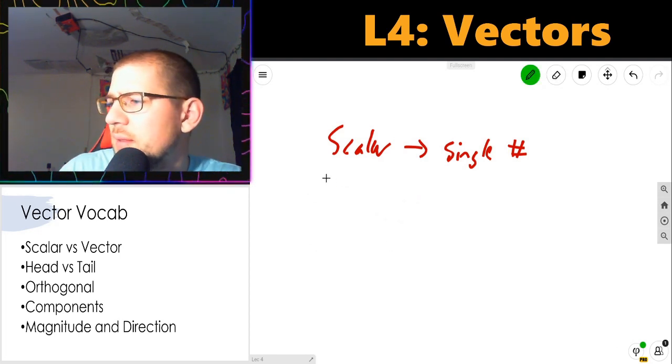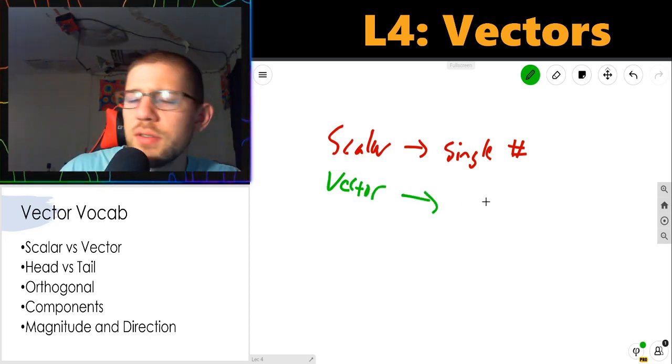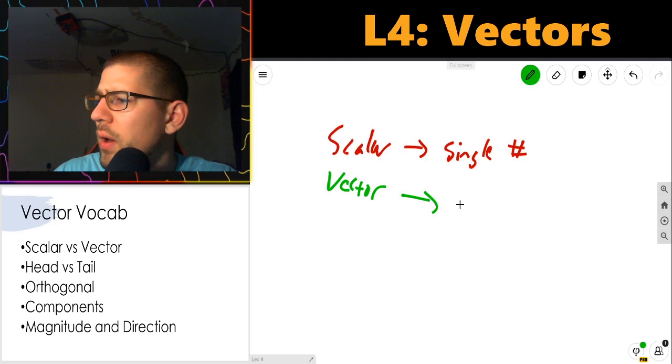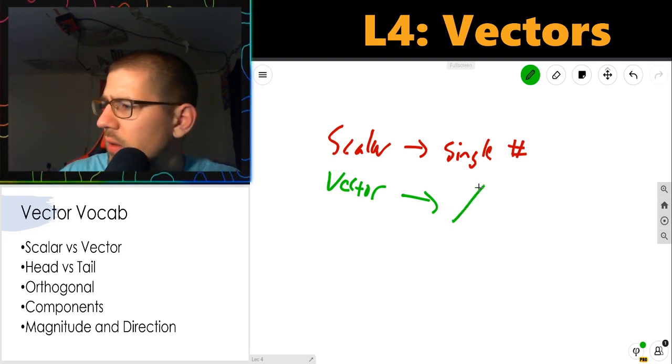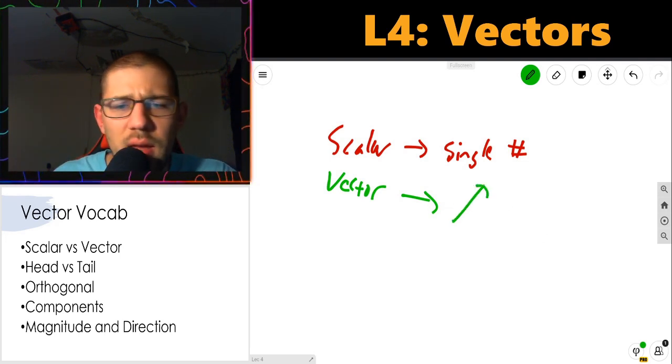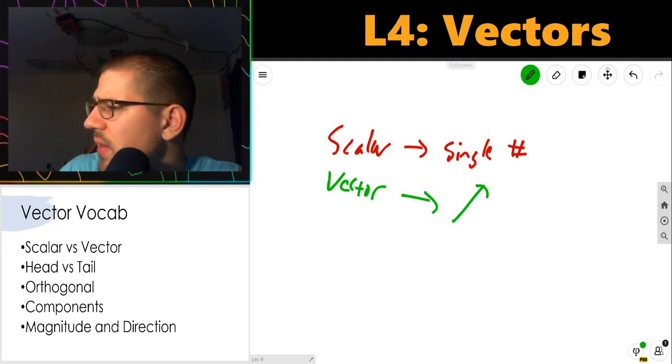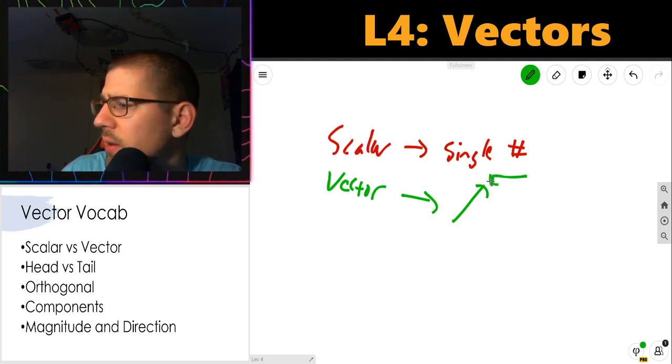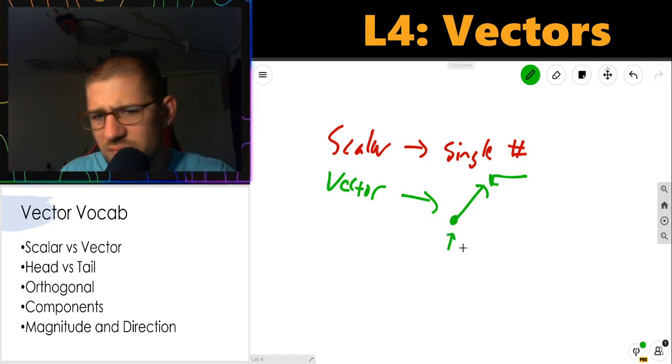A vector is this thing that has both magnitude and direction. That's multiple numbers, ordered. So we've just talked about what a vector is. It's one of these arrow-type things, with magnitude and direction. It has a head and a tail. The head is the section that's pointed, the arrow part, and the tail is where it starts.